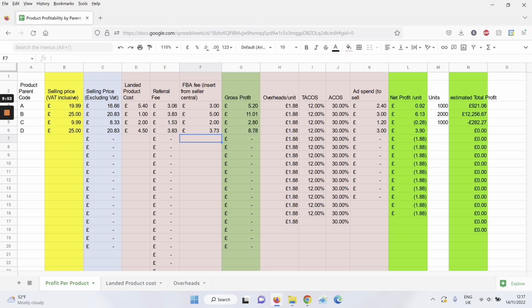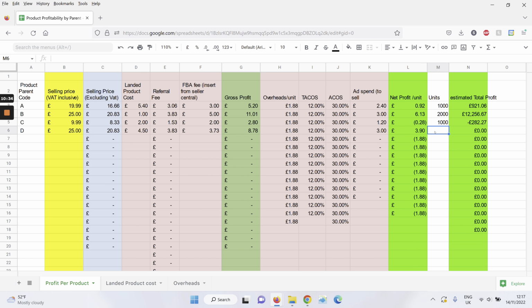And then you have a gross profit. Now, this is not what you're going to be making per product, because you still have to pay for overheads and advertising. That's what it's called, gross profit. So that's £8.78. So far, so good for this product. And then you take away the overheads and a £3 ad spend. It's costing you £3 to sell each of these units, right? And so you are making £3.90 per unit, which is not bad.